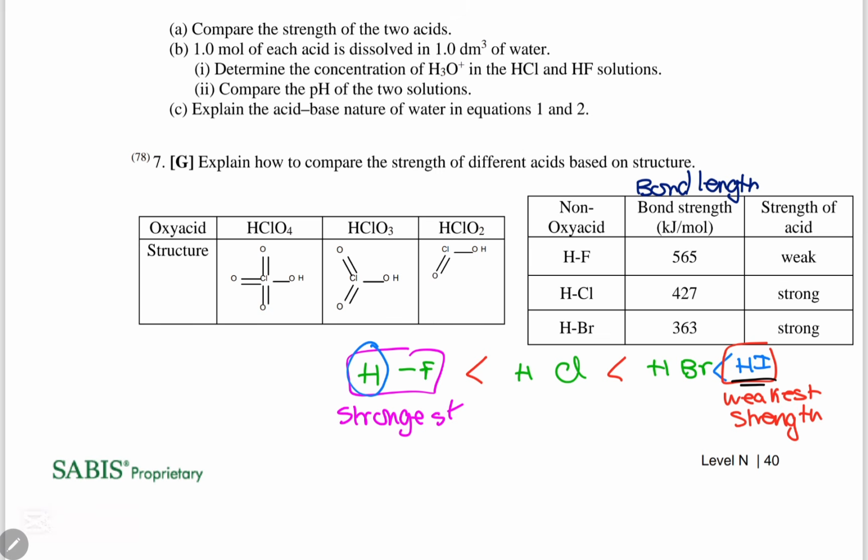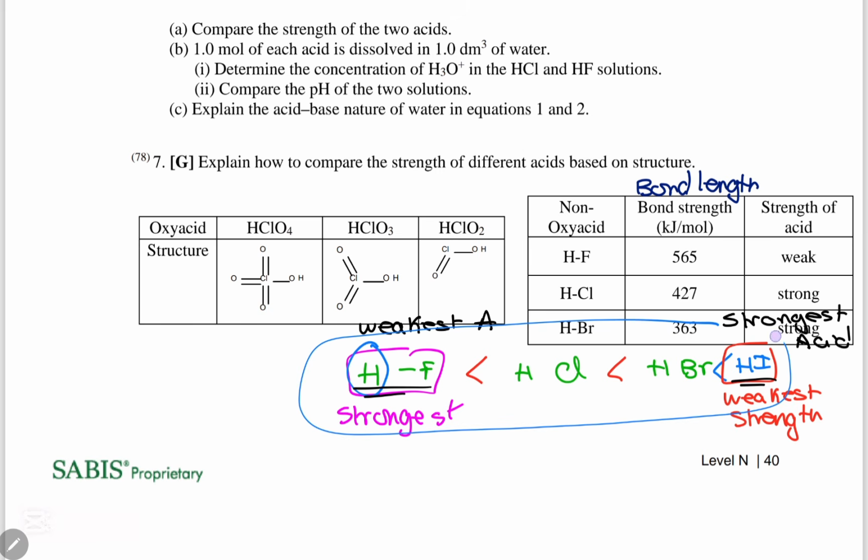This has the weakest bond strength. Why? Because it has the longest bond length. But because of this, it can release hydrogen more easily than HF. So thus here, this is the weakest acid. And this is the strongest acid out of all of these. So basically, you memorize this trend like this.